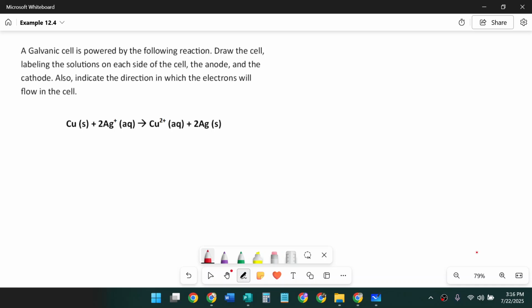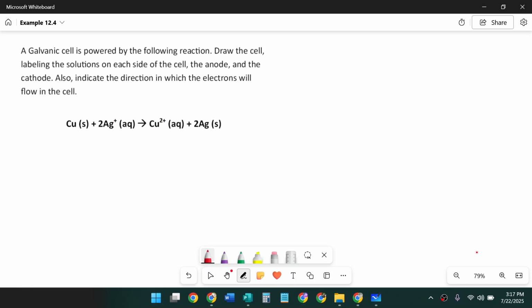A galvanic cell is powered by the following reaction. Draw the cell, labeling the solutions on each side, the anode and the cathode. Also indicate the direction in which the electrons will flow in the cell. So let's go ahead and label all the different oxidation states so we can see what's happening to help us know where those electrons are traveling.